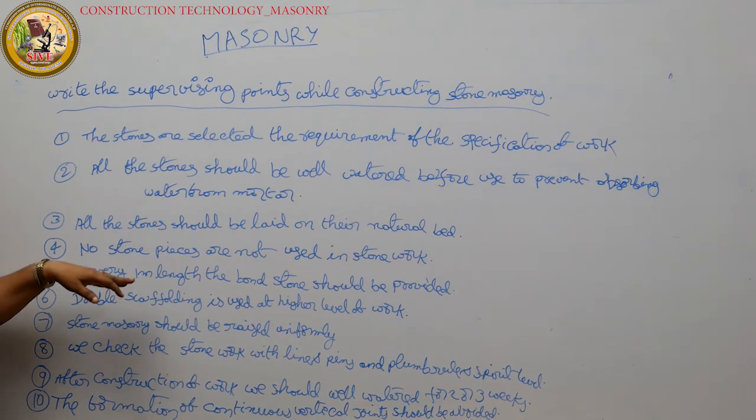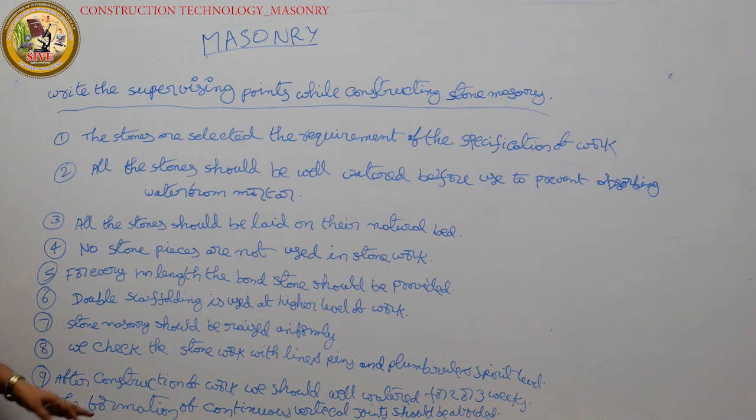For every 1 meter length, the bond stone should be provided. Construction lo okkokka meter ku okkokka bond stone anedi manam provide cheyatam jarugutundi. Double scaffolding is used at higher level of the work. Stone masonry should be raised uniformly. All sides kuda okela height raise cheskuntu povali samananga. We check the stone work with line and pins and plumb rule and spirit level. After construction of work, we should well water for 2 or 3 weeks. The formation of continuous vertical joints should be avoided. Varusuga vertical joints vachinatlayite vaatini manam avoid cheyali. This is the stone masonry.